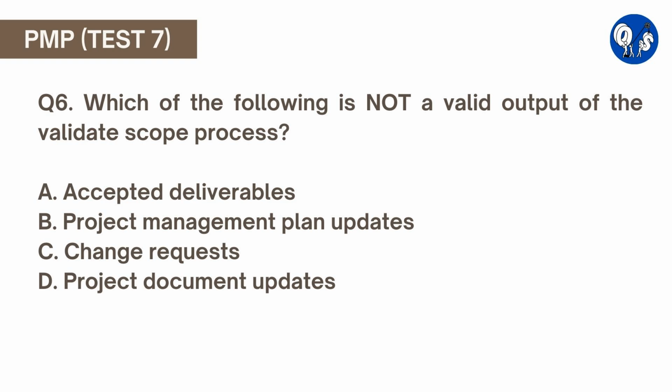Question number 6. Which of the following is not a valid output of the validate scope process? A. Accepted deliverables. B. Project management plan updates. C. Change requests. D. Project document updates. Here option B is correct. Project management plan updates is an output of the control scope process. All other answers are valid outputs of the validate scope process.